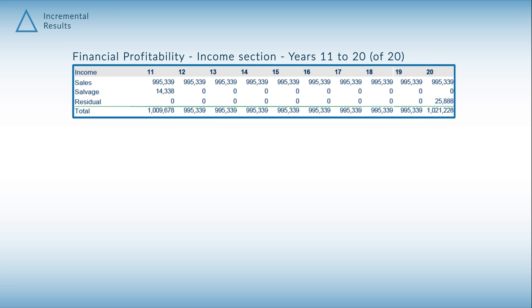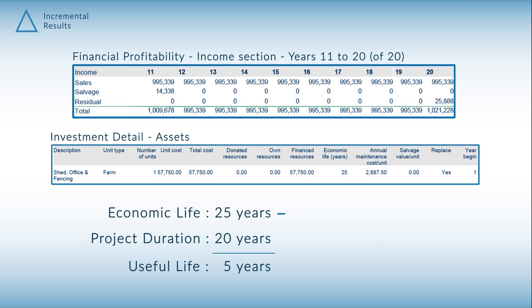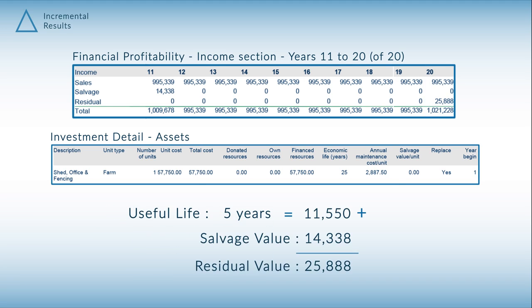period. In the sugarcane farm example, the agricultural equipment and implements have a value at the end of their economic life, their salvage value. The residual value applies only to the cattle shed, the office and fencing, since their economic life is 25 years, whereas the project duration was set to 20, leaving 5 years of useful life for these investments and therefore a residual value.